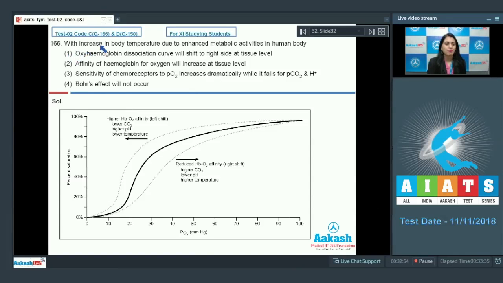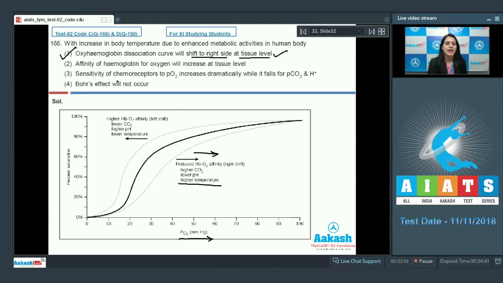Question number 166. With increase in body temperature due to enhanced metabolic activities in human body, the first option is oxyhemoglobin dissociation curve will shift to the right side at tissue level. And as you can see in this figure, which represents oxygen dissociation curve or oxyhemoglobin dissociation curve, on x-axis you have partial pressure for oxygen and on y-axis percent saturation of hemoglobin. And as you can see here, as the temperature increases at tissue level, the oxyhemoglobin dissociation curve will shift towards right side. So this is a correct option and is a correct answer to our question.